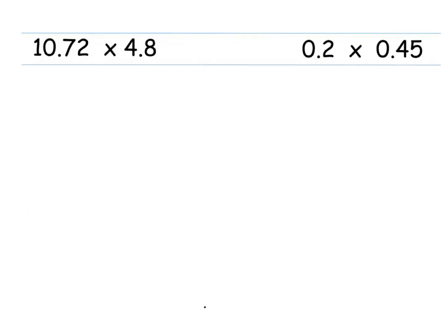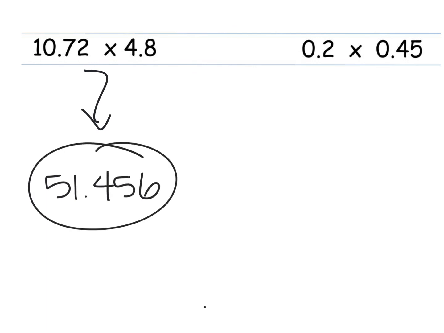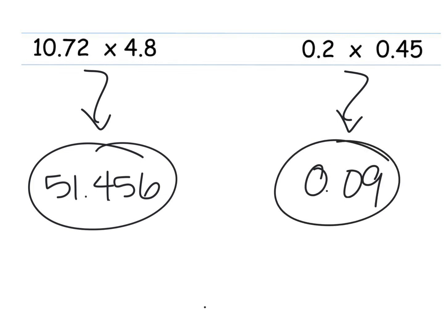Okay, do these two last problems on your own. Pause the video and then come back and check your answers. For the first one, you should have gotten 51 and 456 thousandths. For this one, you should have gotten 900ths. If you have a question about how you got it, show me in class and we will go through the steps and find out where you possibly made a mistake.